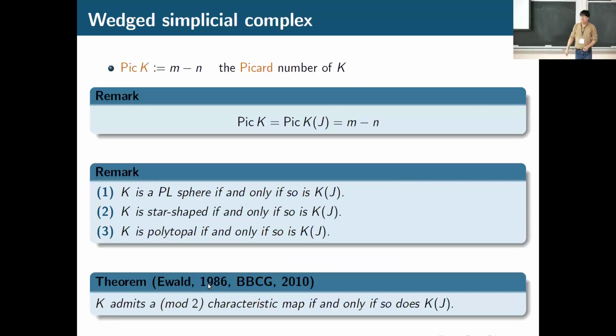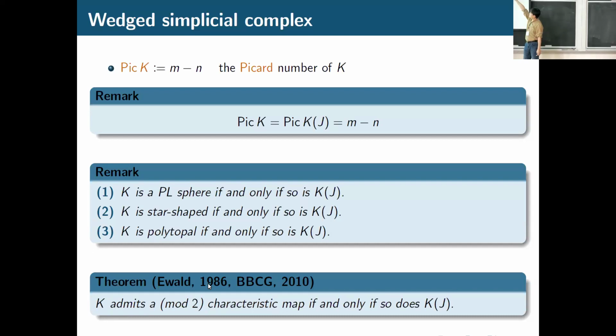Then why are we interested in these cases? Because this wedge operation, or K of J construction, has really nice benefits from the toric topological viewpoint. Let me tell you the first one. The wedge operation increases the number of vertices by 1, as well as the dimension by 1. So the difference between M and N is not changed.